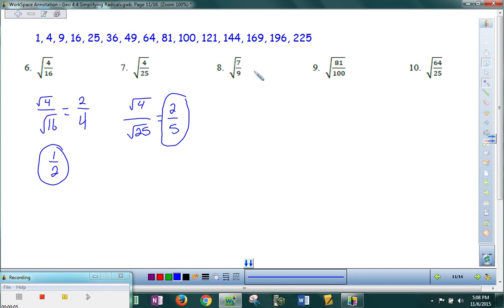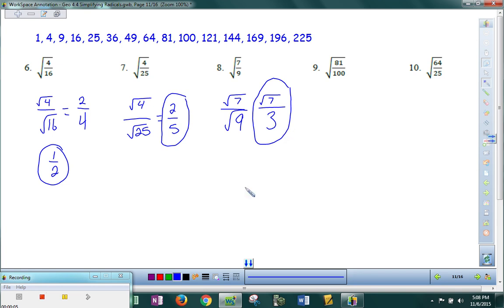Okay, process stays the same for number 8. We're going to take the square root of 7 over the square root of 9. But is 7 a perfect square? If you're not sure, you can type it in your calculator, but we know 7 would fall in between 4 and 9 on our list up here, so it is not a perfect square. We're going to leave that exactly like the square root of 7. But we know on the denominator, the square root of 9 is a perfect square. That breaks down to 3, and that is our simplified answer.